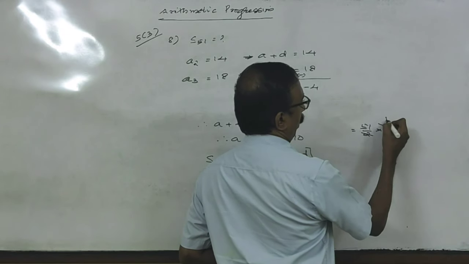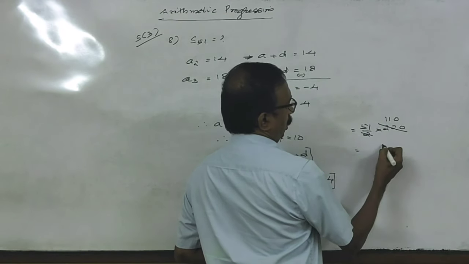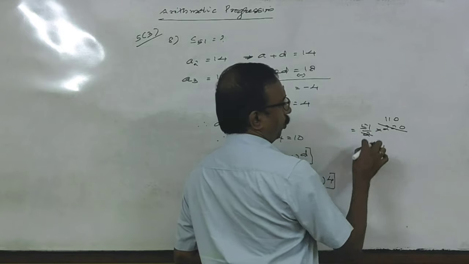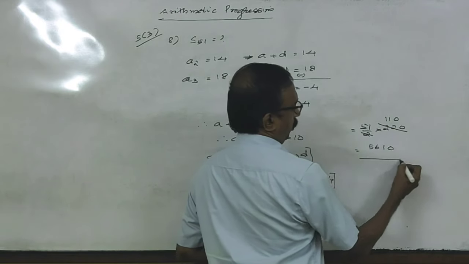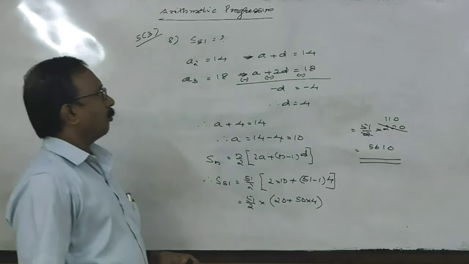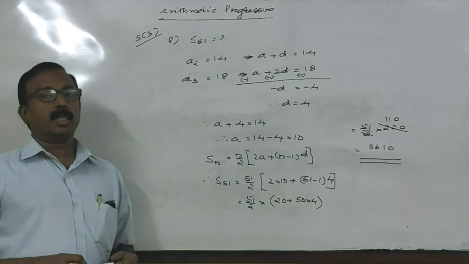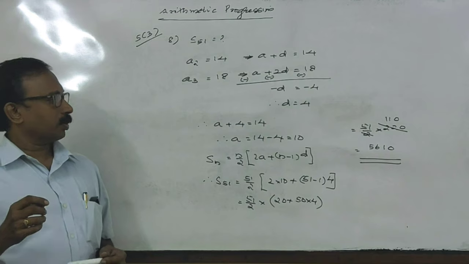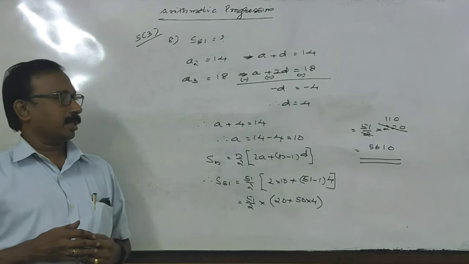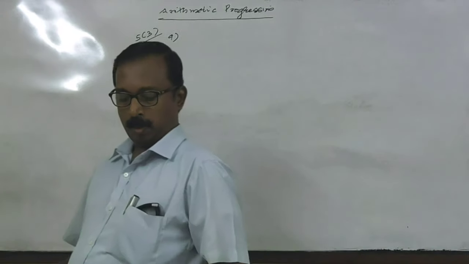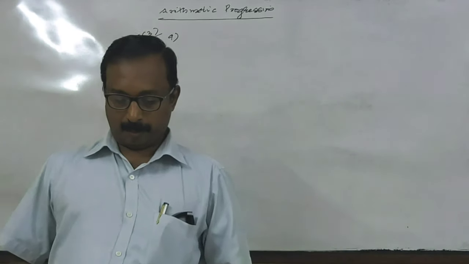So 110, that is 11 into 1 is 11, 55, 1560. This is the sum of the first 51 terms, 5601, isn't it?